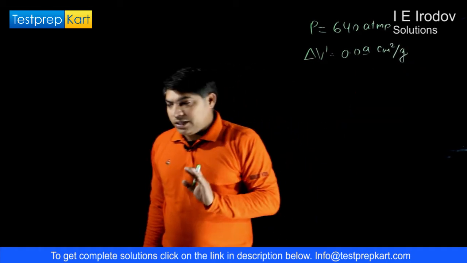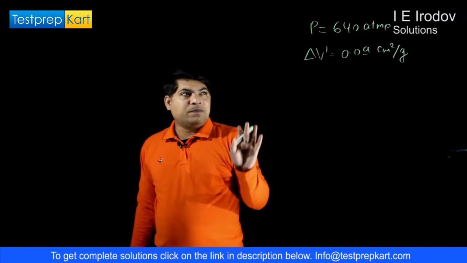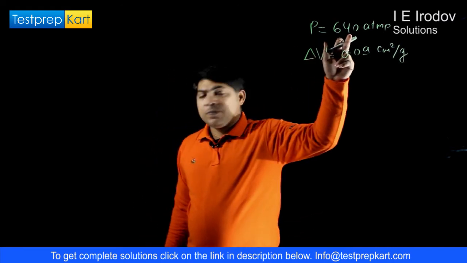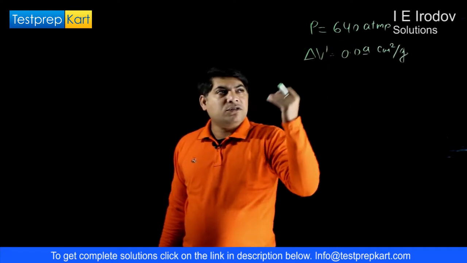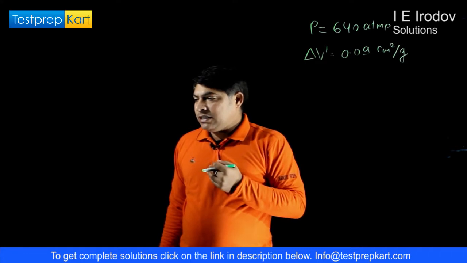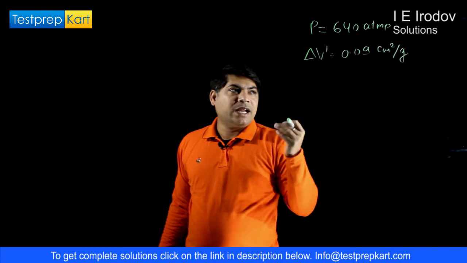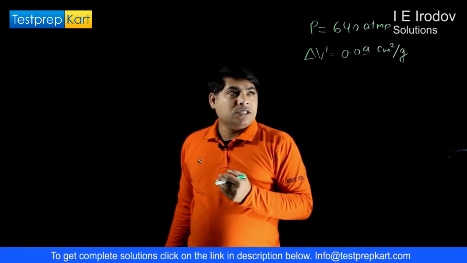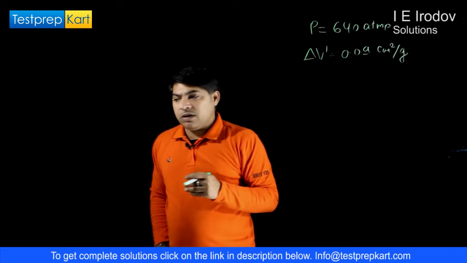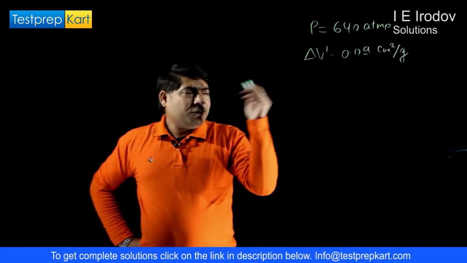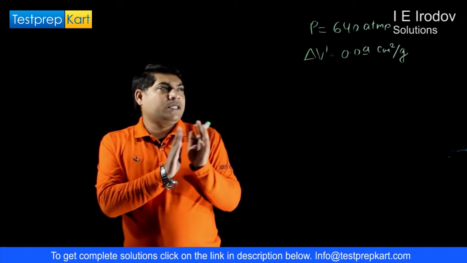So it means initially there is some ice which is compressed by this much amount of pressure, and we are trying to reduce the melting point of ice, which is a linear function under this given condition, and the specific volume change is 0.09 centimeter cube per gram. So first we need to check the change in temperature due to this pressure change.